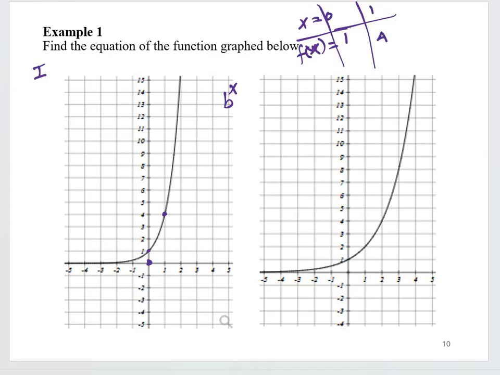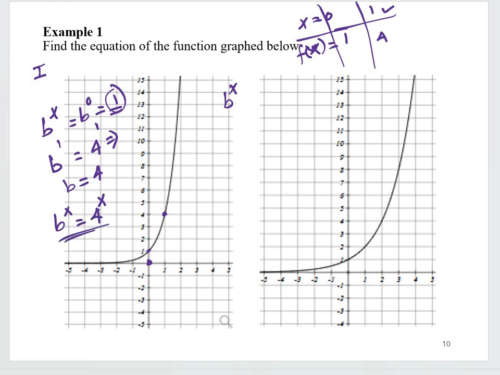So that means if we have f of x is equal to b to the power x, and when x is equal to 0, b to the power 0 is equal to 1. So that is obvious, that is correct. And then when x is equal to 1, b to the power 1 is equal to 4. So b is equal to 4. Right? So we can deduce that the function's equation becomes b to the power x, where b is equal to 4. So 4 to the power x.